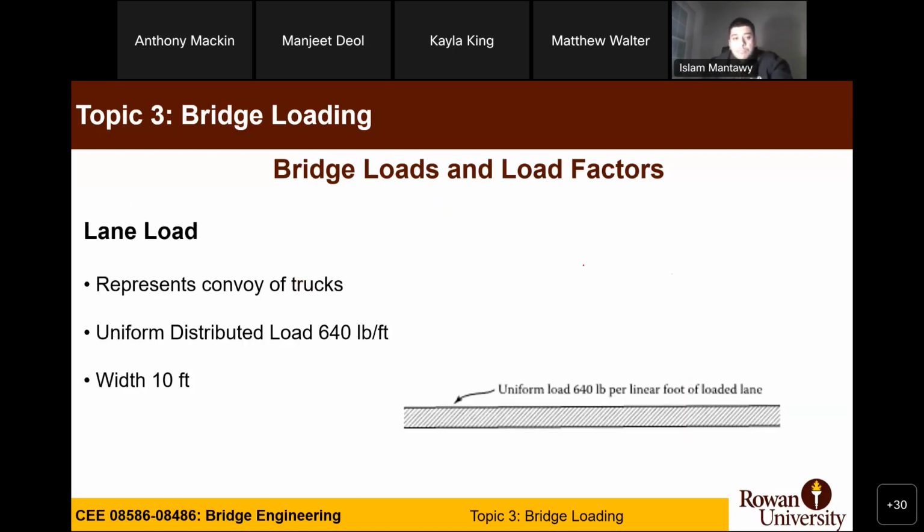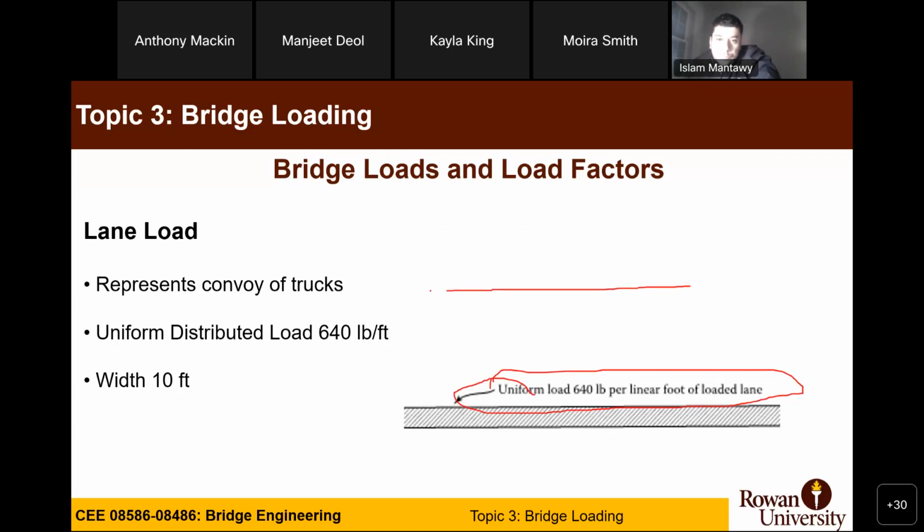Back to the lane load. We also have a component called lane load. Moria, can you tell me why we have those lane live loads, uniform loads? The trucks aren't parked on the bridge, they're moving, so you add a live load, a distributed load on the bridge.